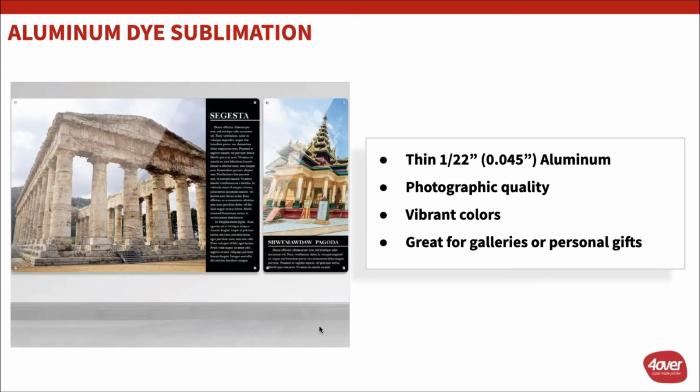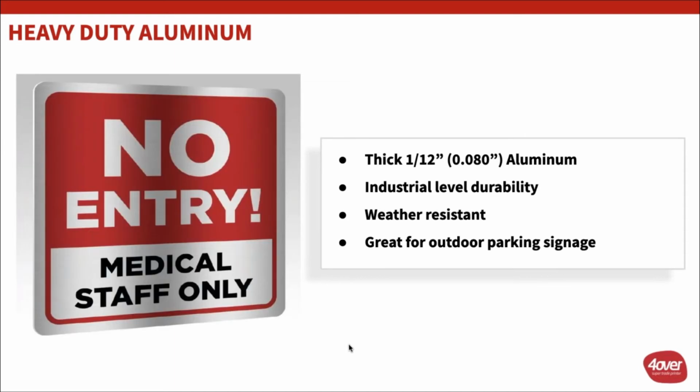Aluminum dye sub, photographic quality, mountable on the wall as well. Really nice, vibrant colors. It looks just like a photograph, but it's printed on aluminum. So it's a really nice way to fulfill gallery orders, photography, weddings, that sort of thing, or just personal gifts that your customers are trying to get out for the holidays. This is a really great holiday gift.